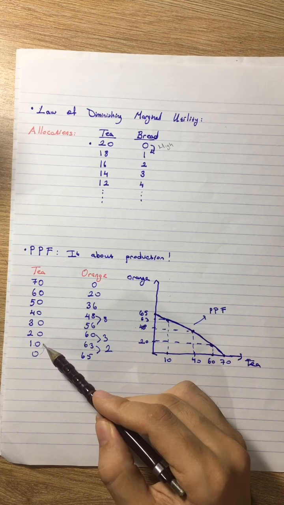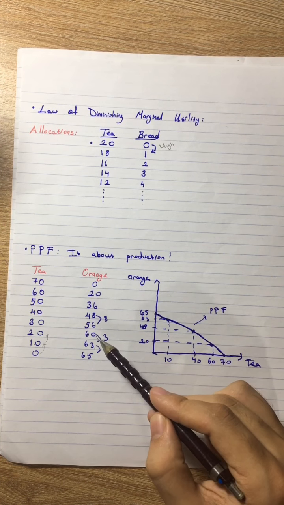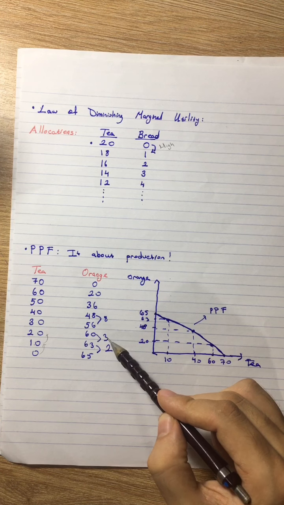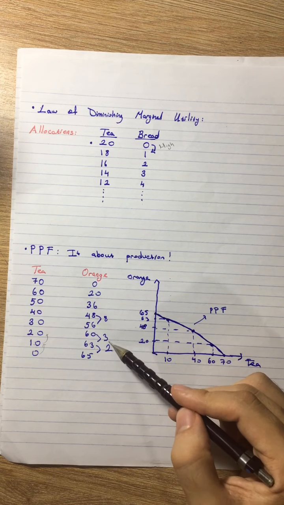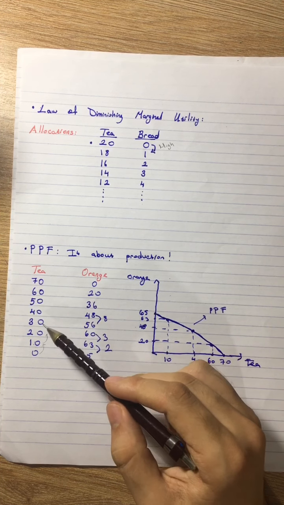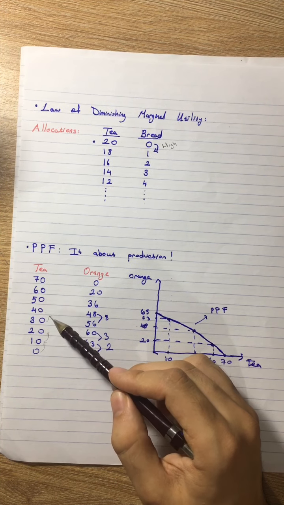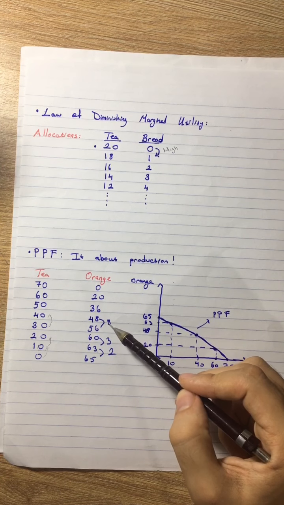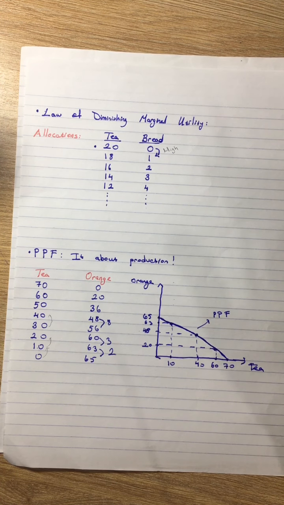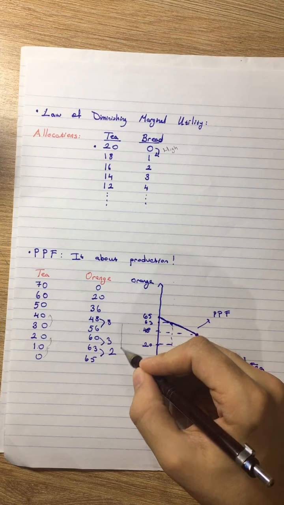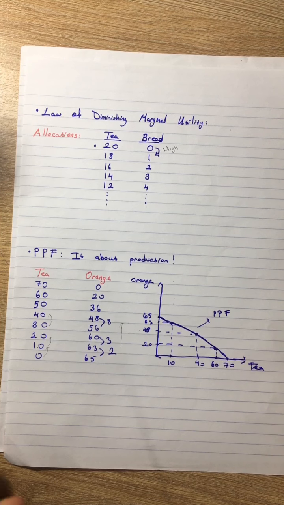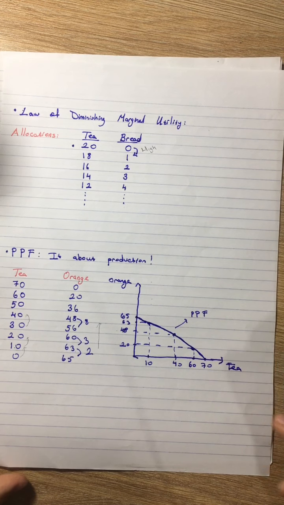And if we want to go from 10 to 20, we have to give up 3 units of orange. So the opportunity cost of producing 10 more tea is 3. As you can see, it increases. And if we want to go from 30 to 40, we must give up 8 units of orange. As you can see, the opportunity cost rises as we produce more of a good. To understand this better, I have an example that I think would help you.